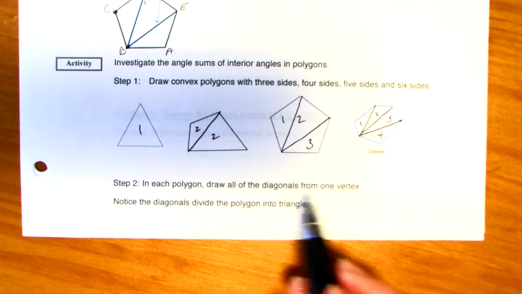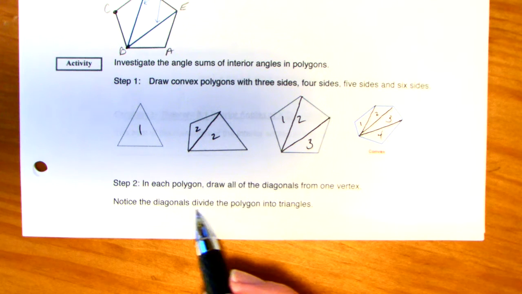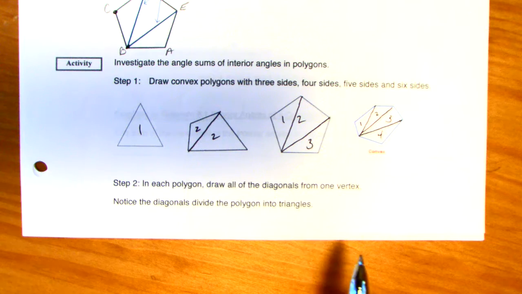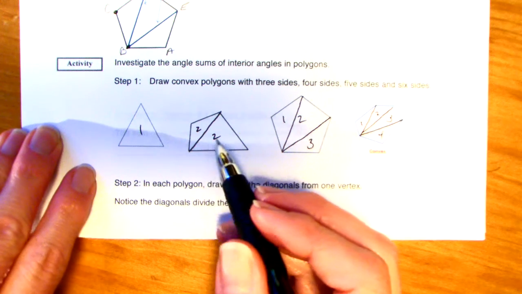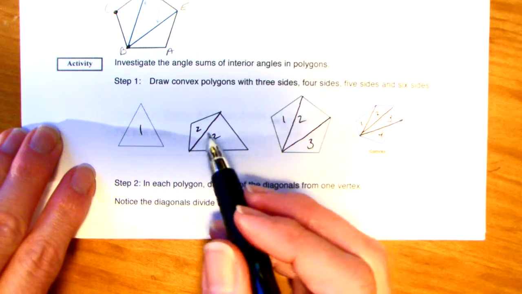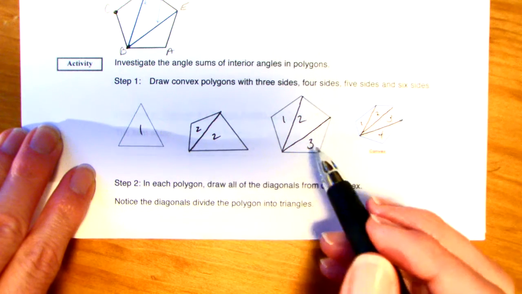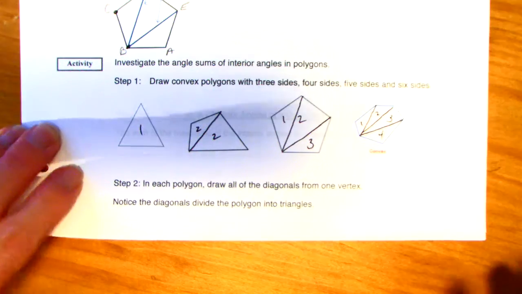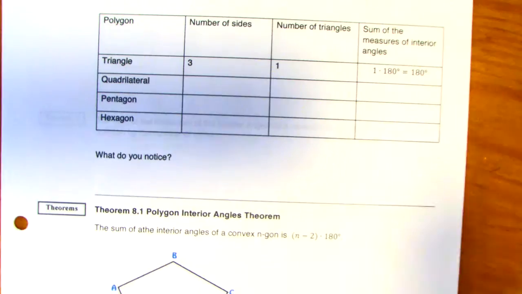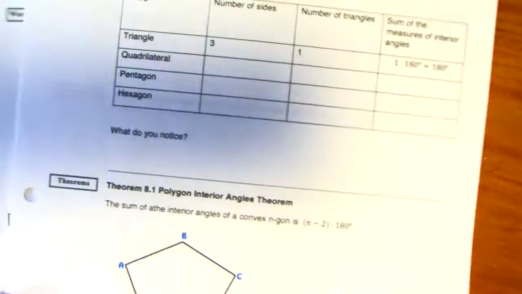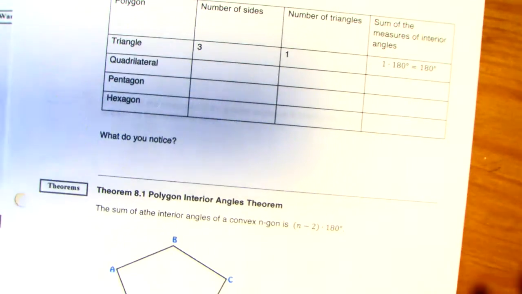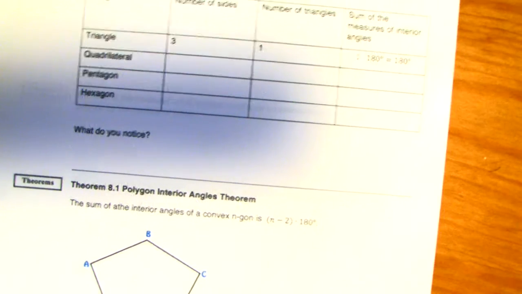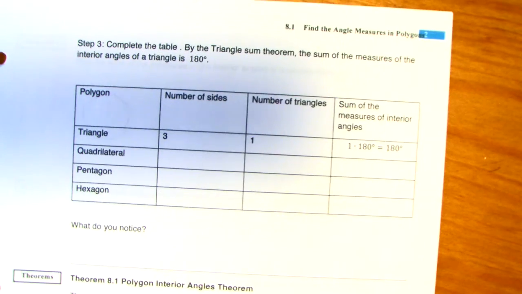So in each polygon, draw all the diagonals from one vertex. Notice the diagonals divide the polygons into triangles. There's a formula: compare the number of sides and the number of triangles. So that's going to lead us to this next part. All right, so complete the table. By the triangle sum theorem, the sum of the measures of the interior angles of a triangle is 180.